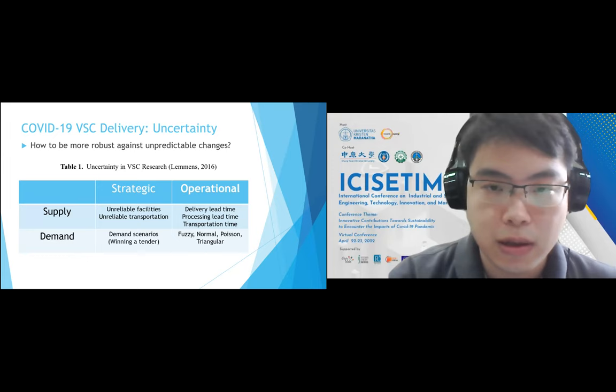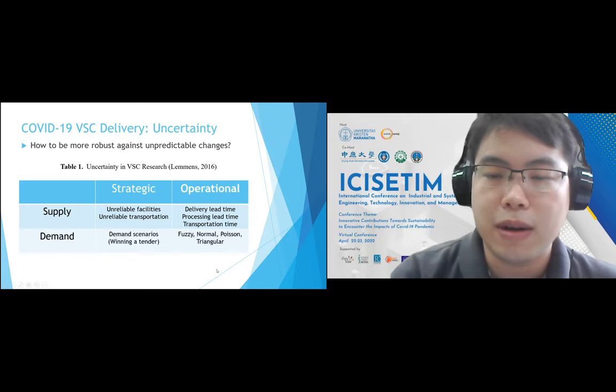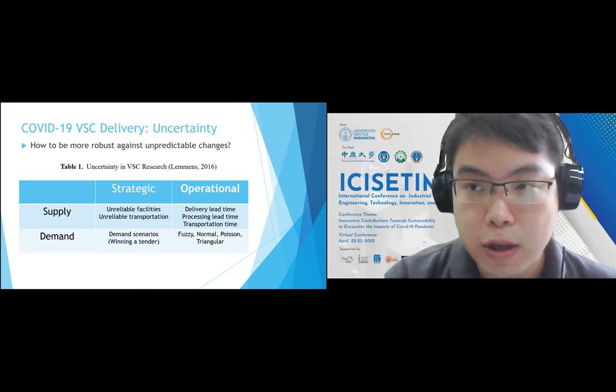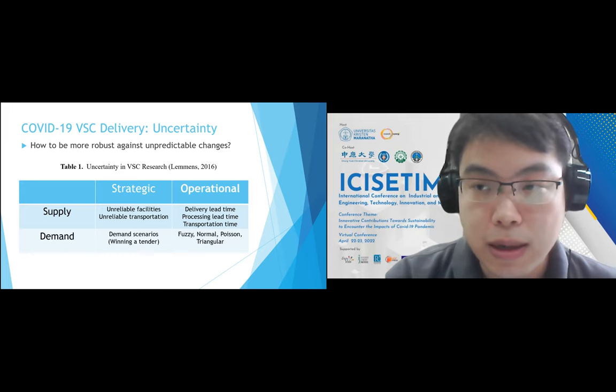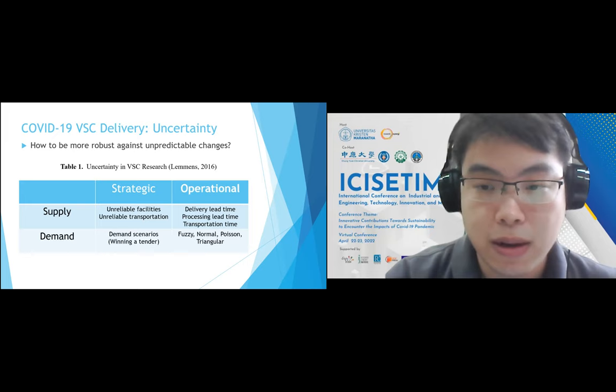And this was one often cited paper by Lemons in 2016, looking at the strategic, operational, and supply and demand aspects. In terms of demand, they would also have to look both at each node, at each point, and how demand might shift from one place to another. Meaning that if one service point did not service all the patients, then the system would also have to account for other nodes to take that shifted demand as well.